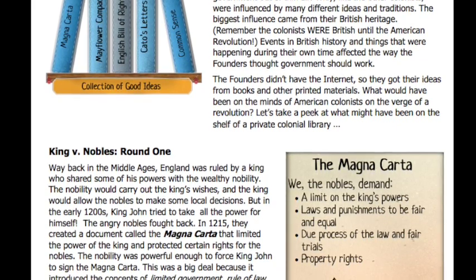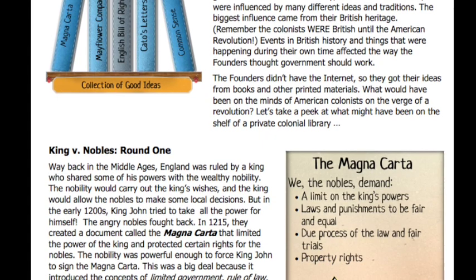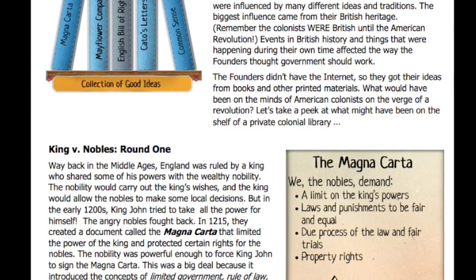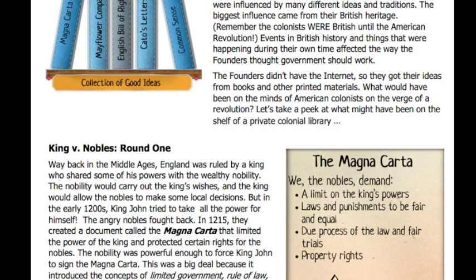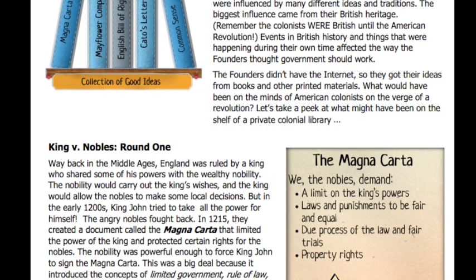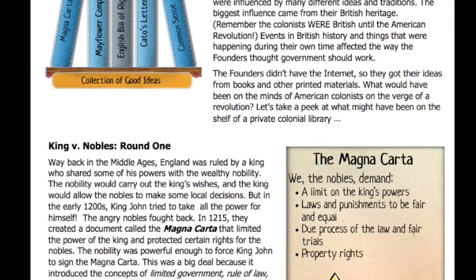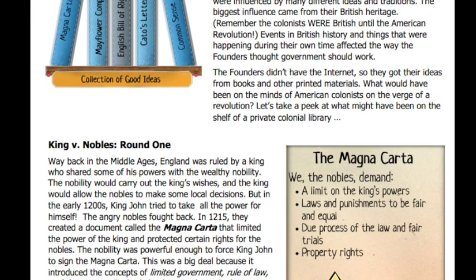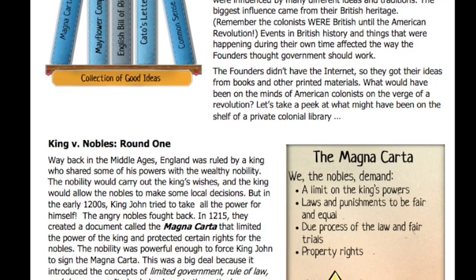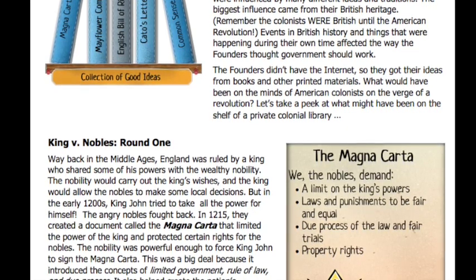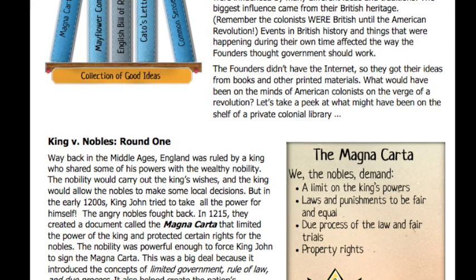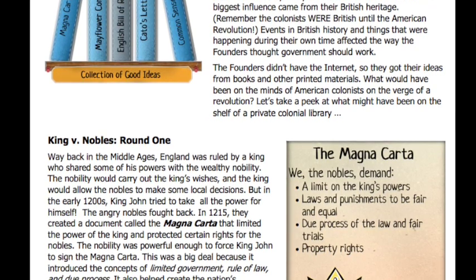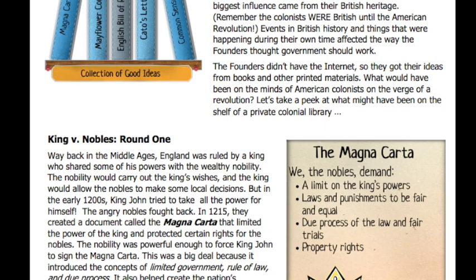King vs. Nobles, Round 1. Way back in the Middle Ages, England was ruled by a king who shared some of his powers with a wealthy nobility. The nobility would carry out the king's wishes, and the king would allow the nobles to make some local decisions. But in the early 1200s, King John tried to take all the power for himself. The angry nobles fought back.